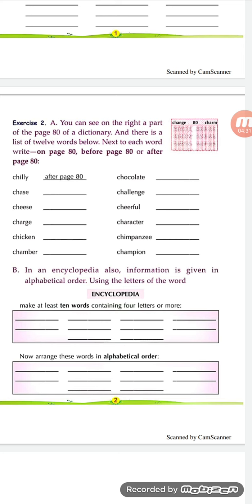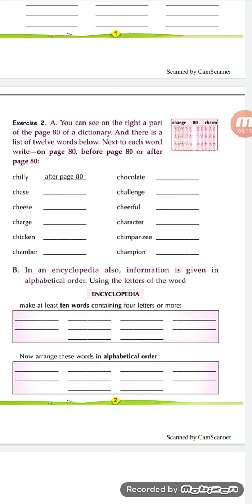Next, in an encyclopedia also, information is given in alphabetical order. Now, using the letters of the word encyclopedia, we have to make at least 10 words containing 4 letters or more. That is, first we will begin with E. We can find any word beginning with E, for example, E for energy, and so on.